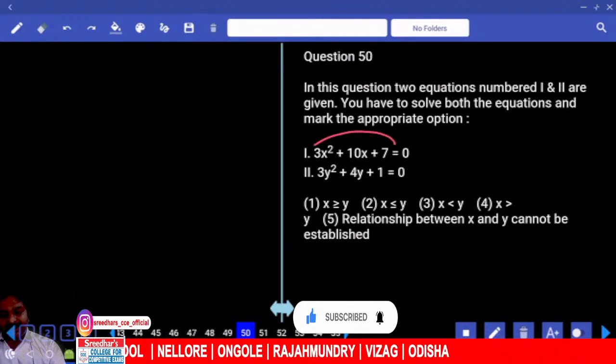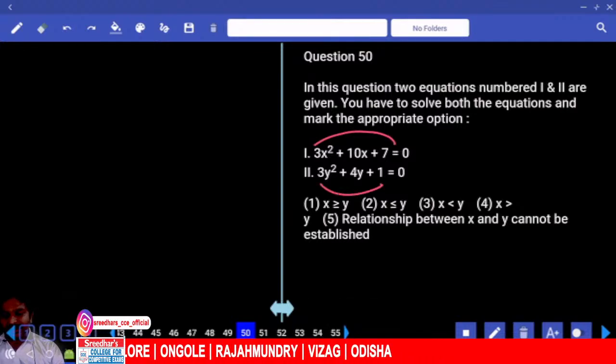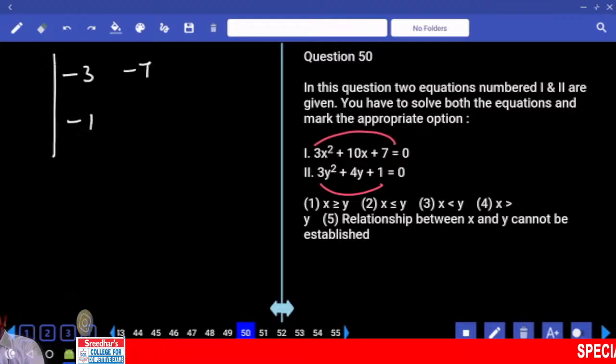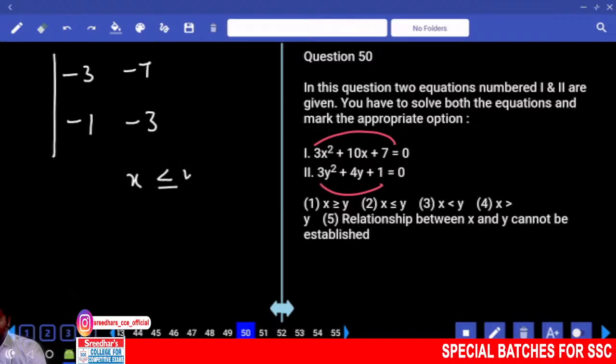3 comma 7, that itself is a combination. 3 comma 1, that itself is a combination. Are you fine? Then the factors are minus 3, minus 7. Do we require a denominator? No. Minus 1, minus 3. X is less than or equal to Y.